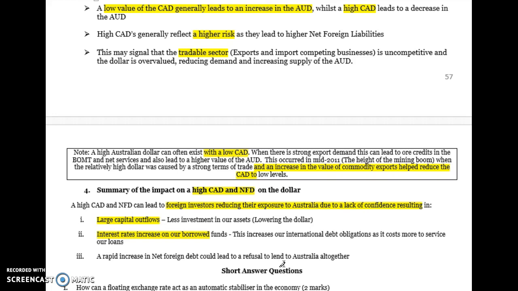So to summarise, when the CAD and net foreign debt are high, it leads to large capital outflows because people don't want to invest in Australia, so they get rid of their investments in Australia. It leads to higher amounts of interest that we're paying on borrowed funds, which increases supply of the dollar. And it can also lead to a refusal to lend to Australia, which means there's less demand for the Australian dollar.